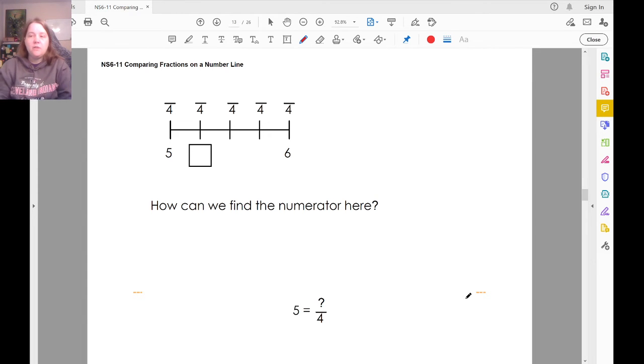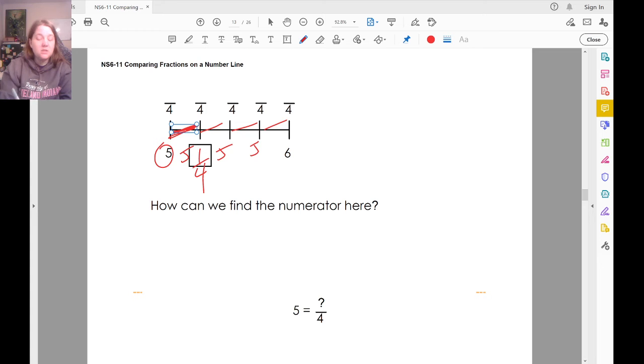So, how do we find the numerator? Well, we literally just looked at that. 1, 2, 3, 4. To figure out the numerator, we're going to look at how many steps it takes to get to that line. 1. So our numerator is 1. You remember our whole number? And then our denominator will be fourths, because it's split into fourths.